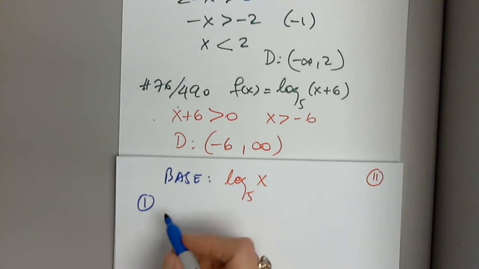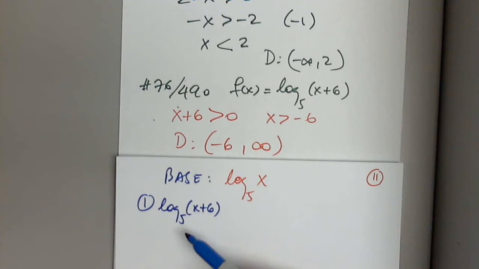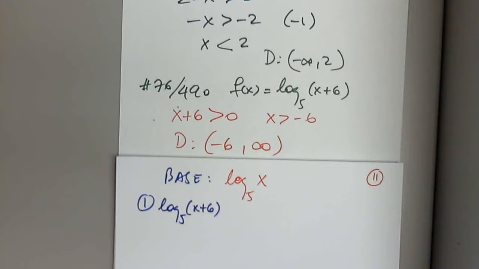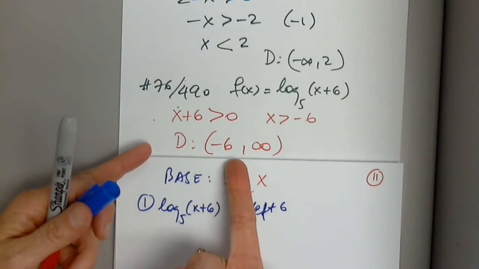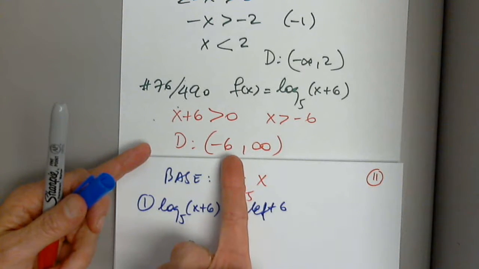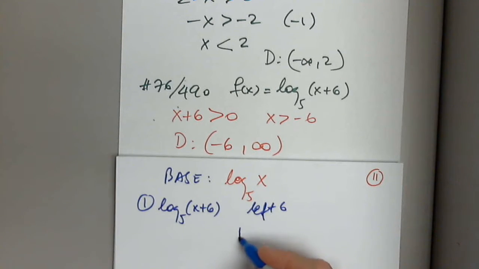Good. So then log base 5 of x plus 6, what does this do? What transformation is this when I change x into x plus 6? Left 6. Does it make sense? Look at the domain. Does it make sense? Left 6. Good. So I'm going to graph the base function.